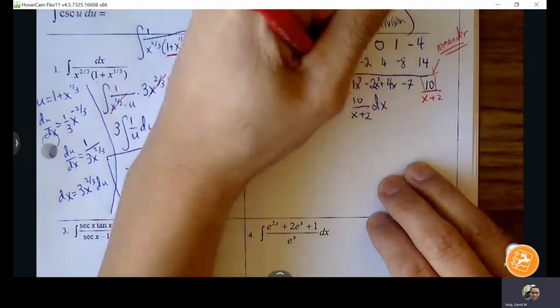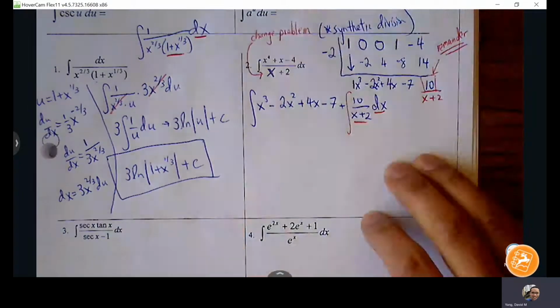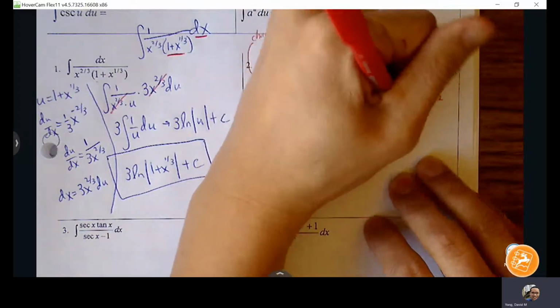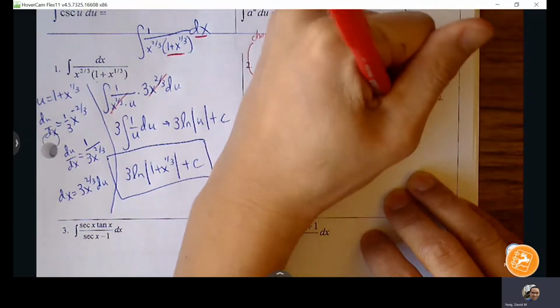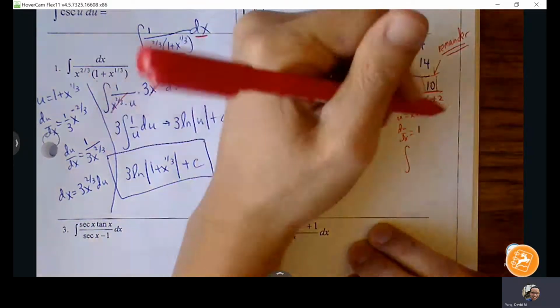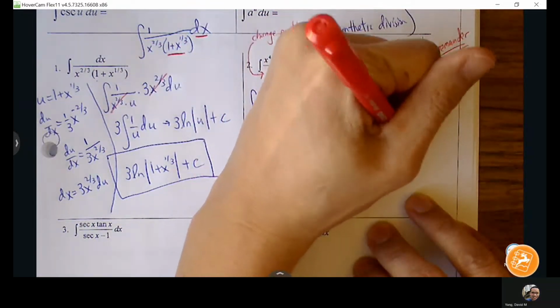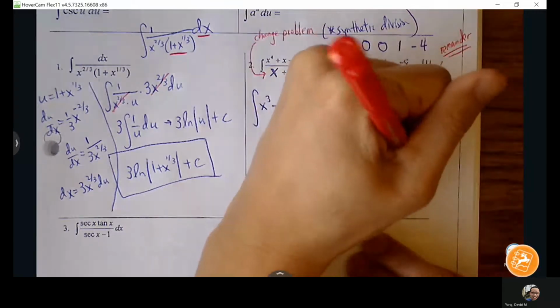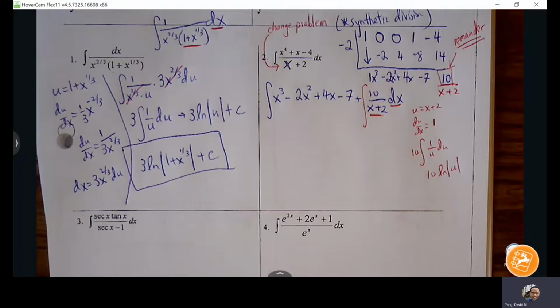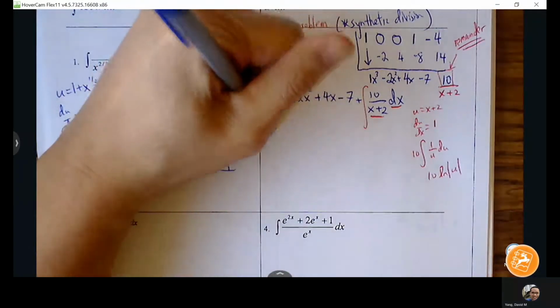Okay, if you want to go through a full U substitution process, you can. But if you just understand that x plus 2 is just going to be the U value and there's nothing left over, you can jump directly to setting it up and involving natural log. Okay, so let's go through power rule for most of the terms here.